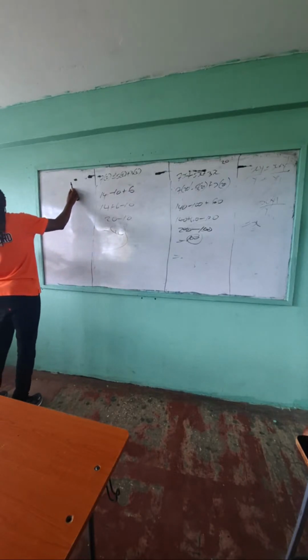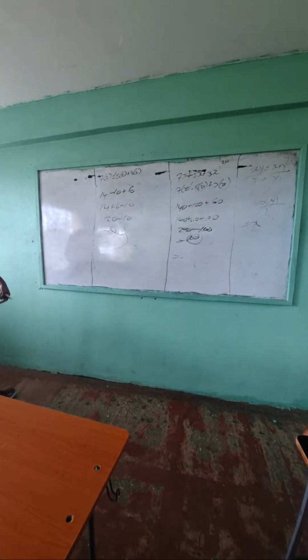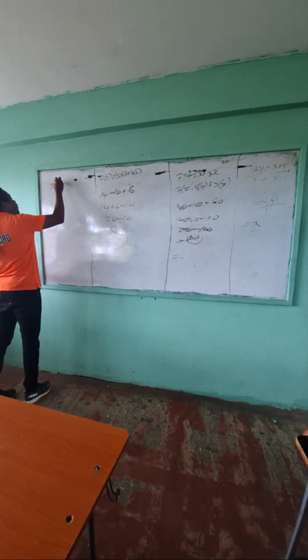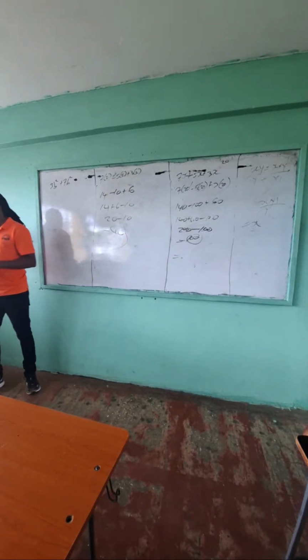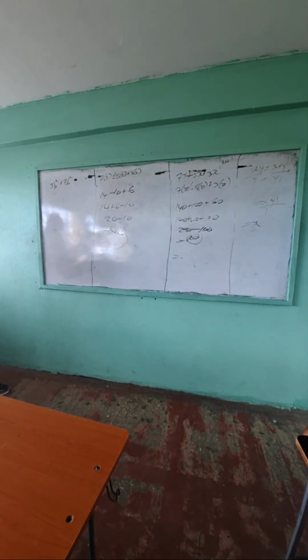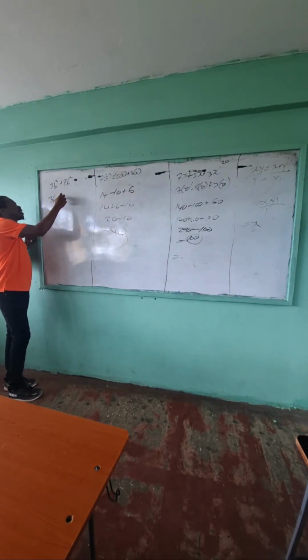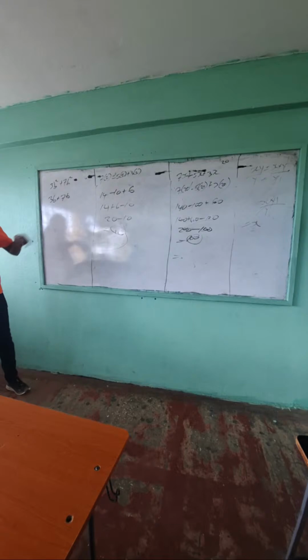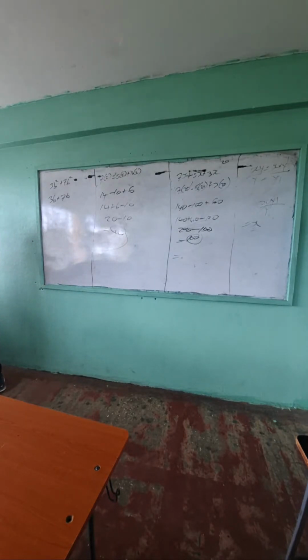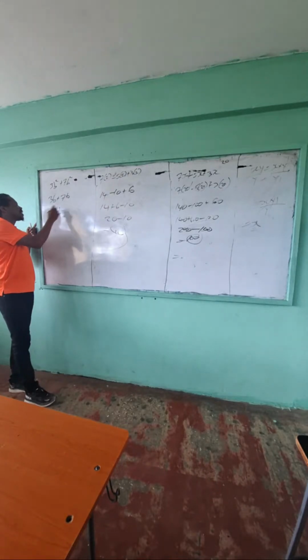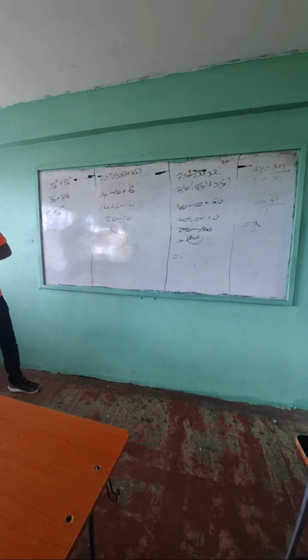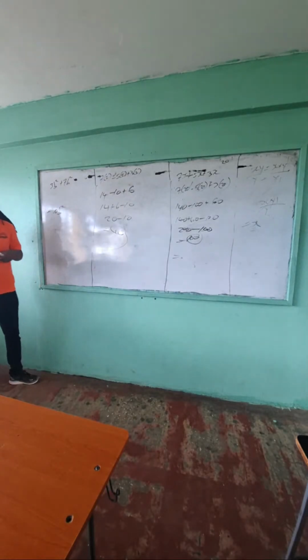3b squared plus 7b squared. Now you treat this in the same way as 3b plus 7b, because b squared is representing a number. So whatever the number is, I'll leave it squared. Are you understanding? So therefore, if 3b plus 7b equals 10b, then this will equal 10b squared.